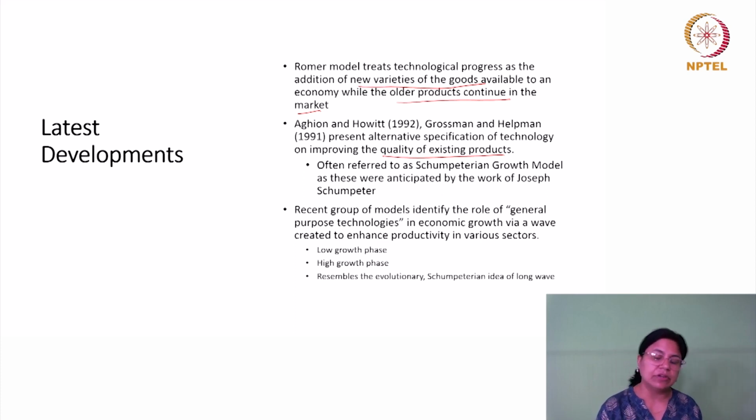So what happens initially, there is a possibility you are going through a low growth phase where most of the technologies are at a saturated level, and then a new technology is coming up, but it will take certain time for it to be adopted, to be diffused, to be available to all the sectors. As slowly the absorption and the diffusion happens within an economy across the sectors, particularly of the general purpose technologies, what you will identify is a high growth phase. Now this particular model builds on and essentially resembles the evolutionary Schumpeterian idea of long waves.